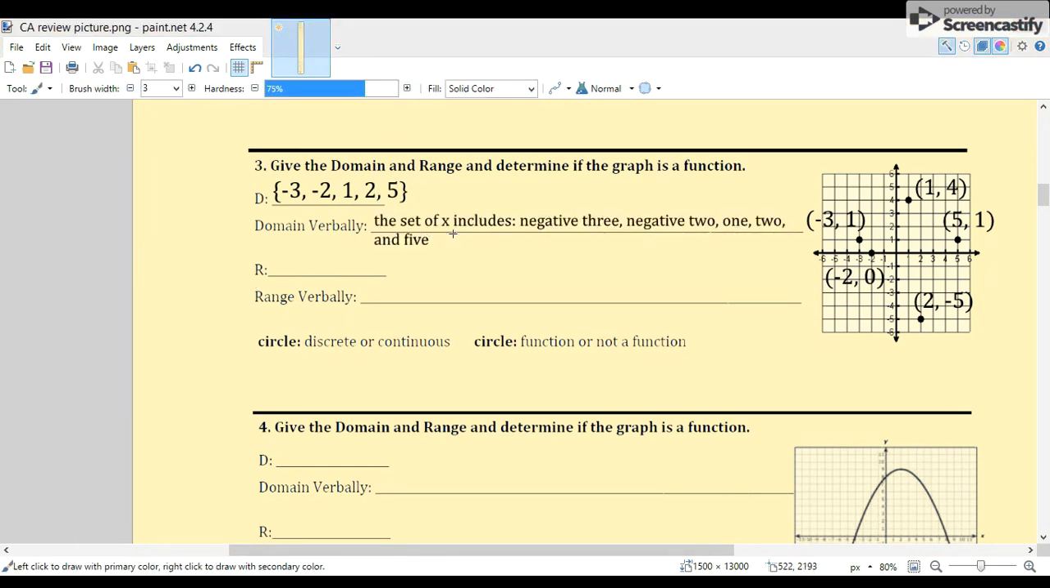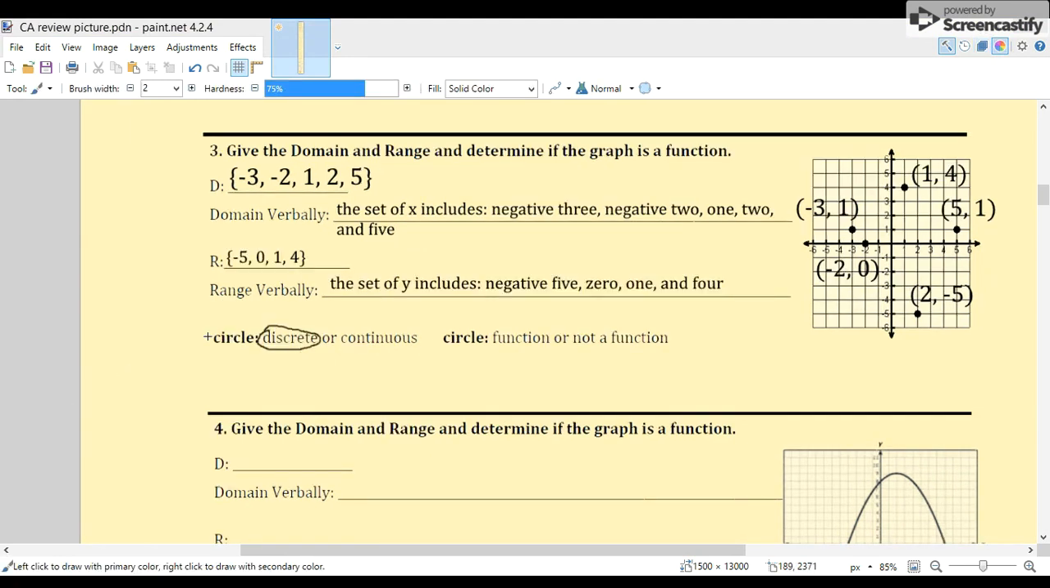The set of x includes -3, -2, 1, 2, and 5. Okay, let's look for the range, down, up, y. We're going to list all our y values in order from least to greatest. So we have -5. So this is discrete because it only has points.